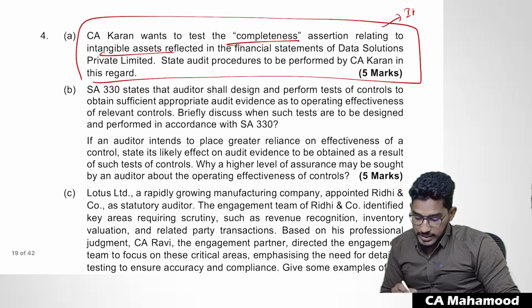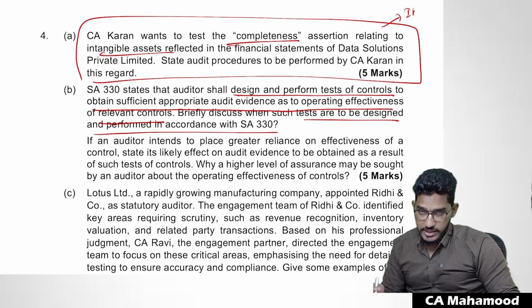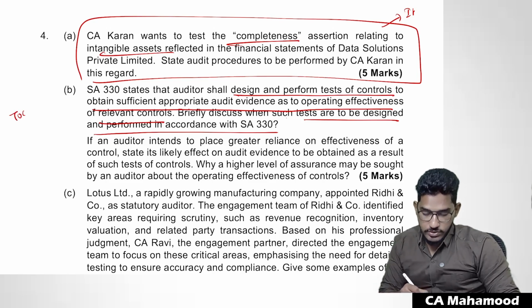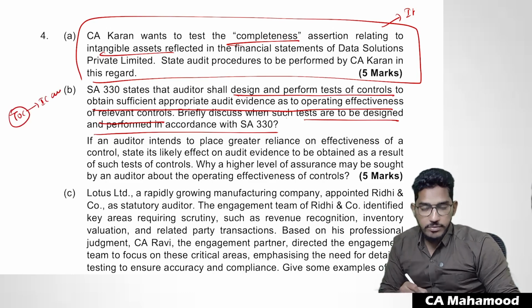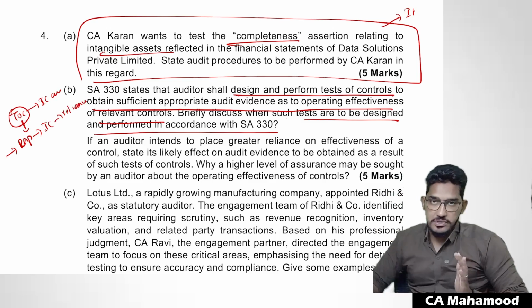Next. SA 330 states that the auditor shall design and perform tests of controls to obtain sufficient appropriate audit evidence as to the operating effectiveness of relevant controls. Briefly discuss when such tests are to be designed and performed in accordance with SA 330. So the auditor will perform tests of controls to determine whether internal controls are operating effectively or not. But when will he perform tests of controls? If the auditor, at the time of making risk assessment procedures, expects that internal controls will work effectively and wants to place reliance on internal controls, then only he will perform compliance procedures.